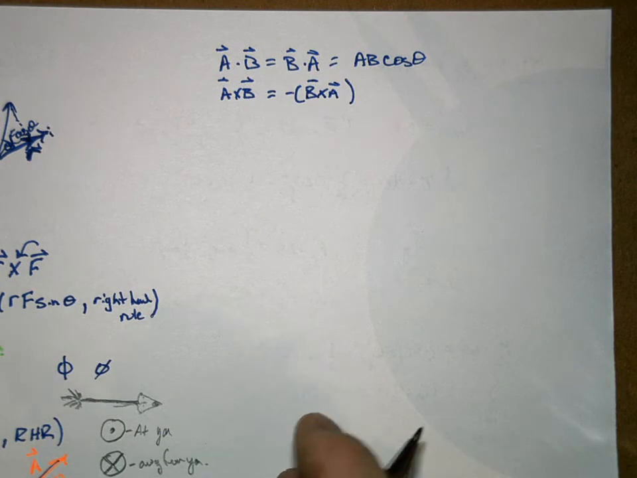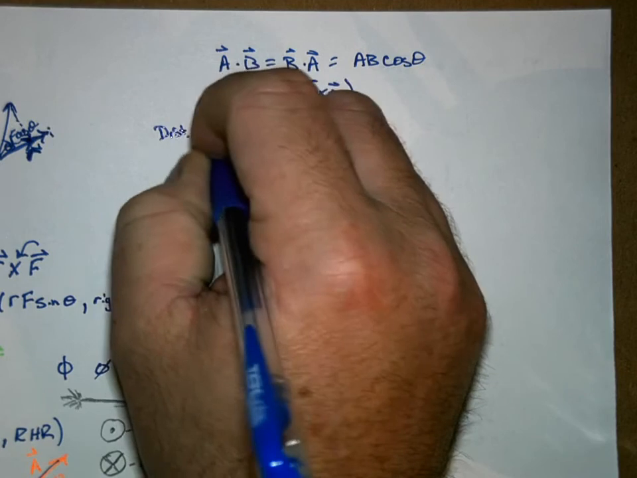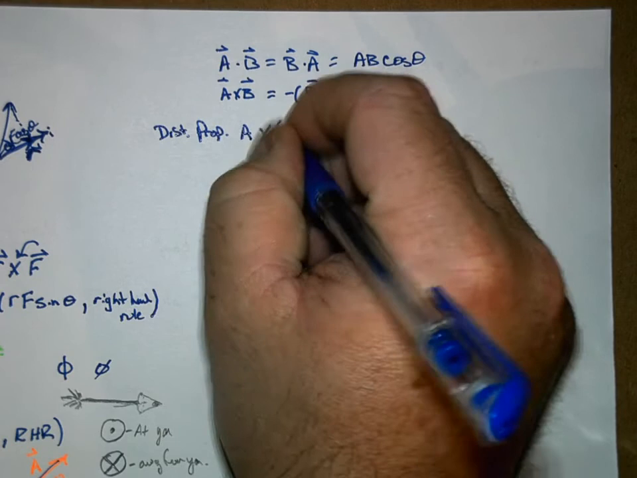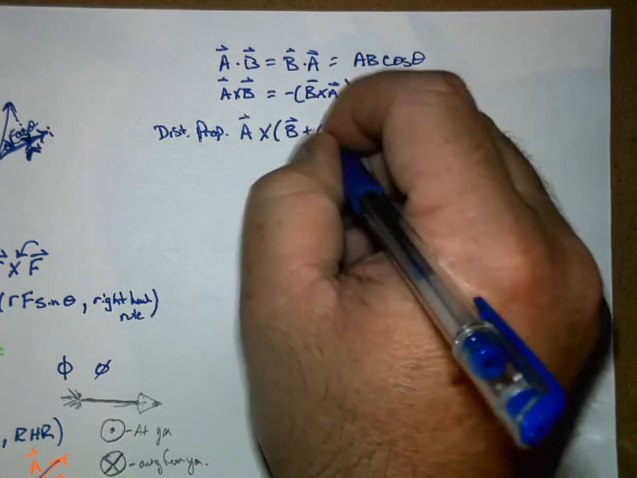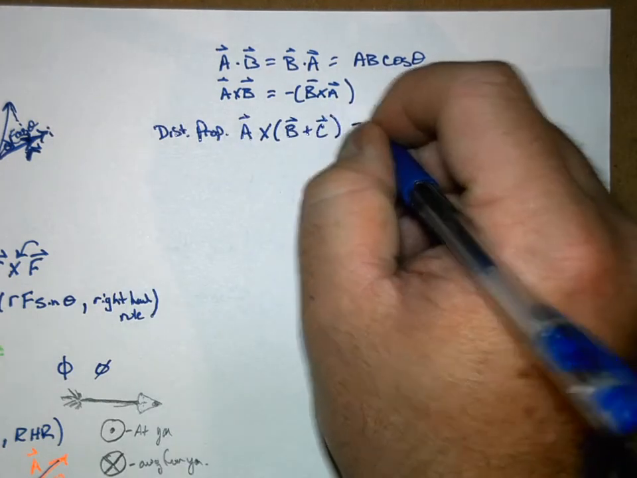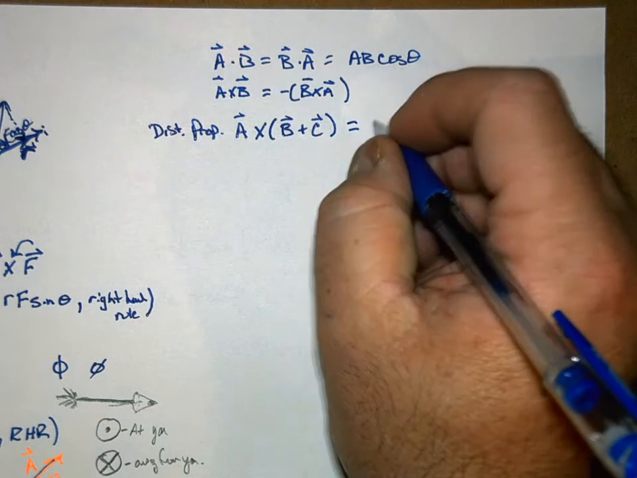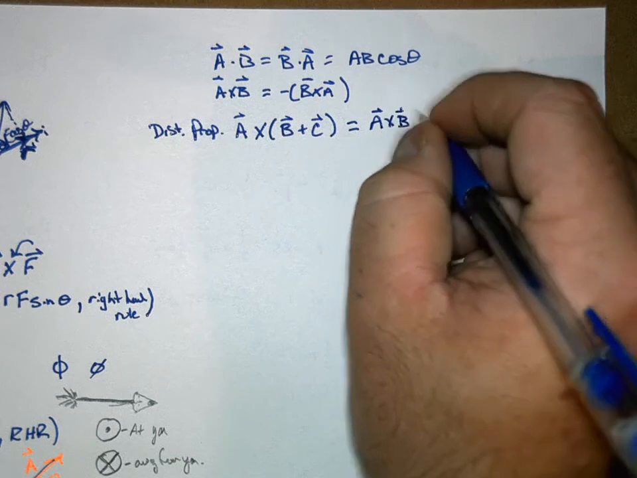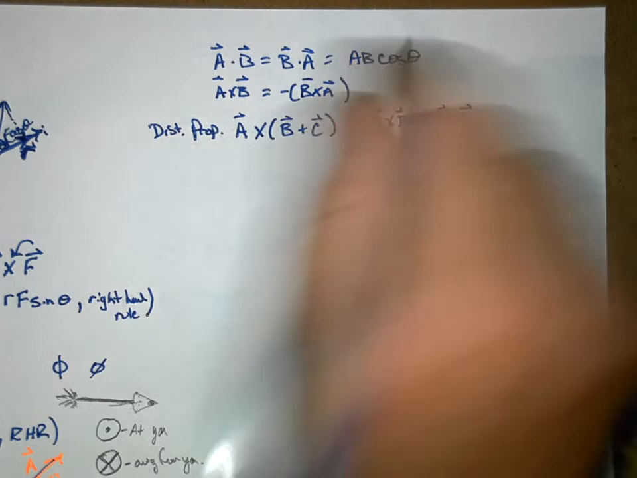The distributive property still does work, so we have the distributive property such that A cross the sum of vector B plus vector C will equal A cross B plus A cross C. That still works there, so that's good.